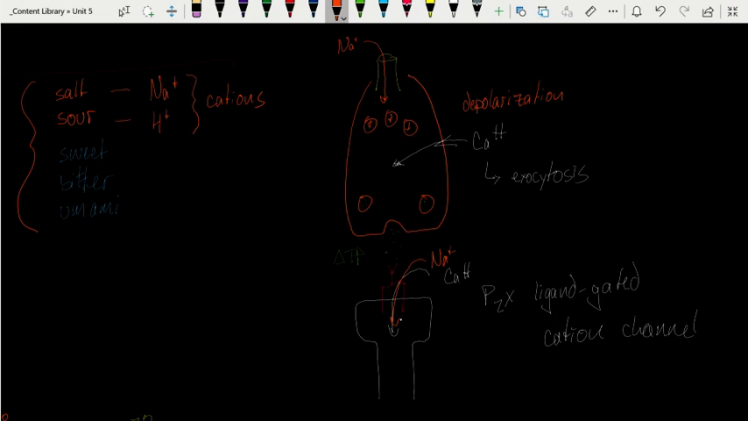Okay, what about these other three? If we're looking at sweet and bitter and umami, sweet, this is glucose, right? Dextrose. If we're talking about bitter, we're talking about quinine. We're talking about umami. We're talking about amino acids, specifically glutamate, that will bind to these.